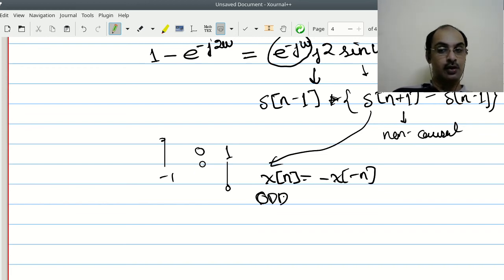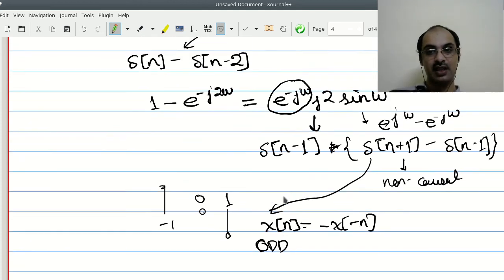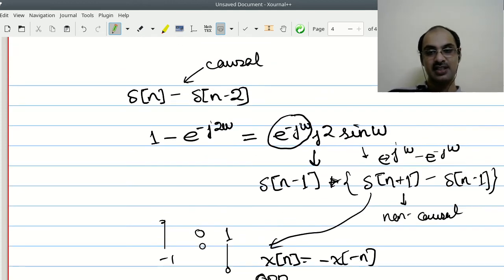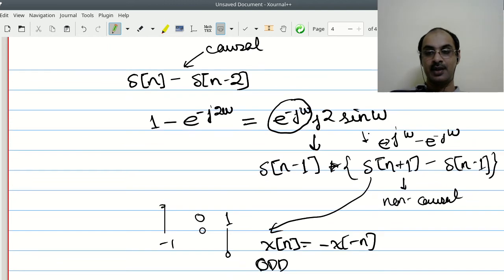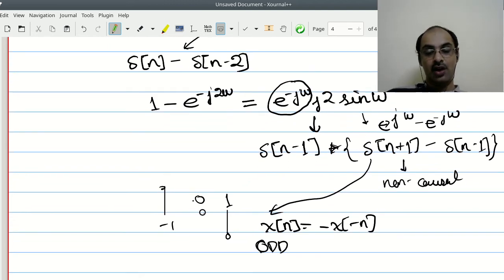Okay, and if you remember your properties, an odd sequence will have a purely imaginary DTFT, which is true because its DTFT is j2 sine omega. Omega is a number between minus pi and pi, so j2 sine omega is purely imaginary. Okay, and you are making it causal. So it's interesting that you're able to split the DTFT in this case into a symmetric part and just a delay. That is something I'd like you to observe.